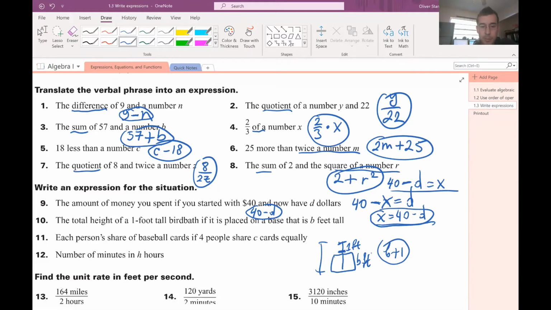Okay, that's number 10. Number 11, each person's share of baseball cards. If 4 people share c cards equally, so the c cards have to be split among 4 people. So that's the expression, c over 4.